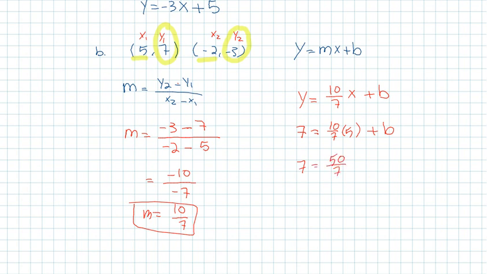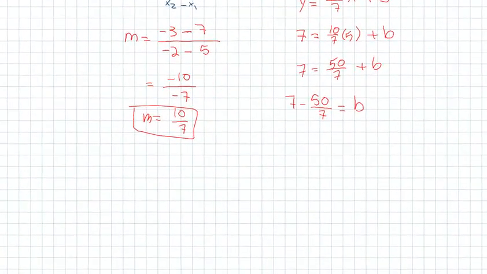So multiply 10 over 7 by 5, that gives me 50 over 7. I'm going to have to bring the 50 over 7 over, so it becomes a negative 50 over 7. Are we okay up till now? Yes? Okay. Trust me, you're going to be happy to know that you won't have to do a lot of this. Now, 7 minus 50 over 7.